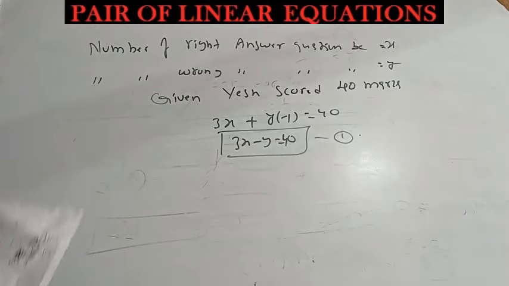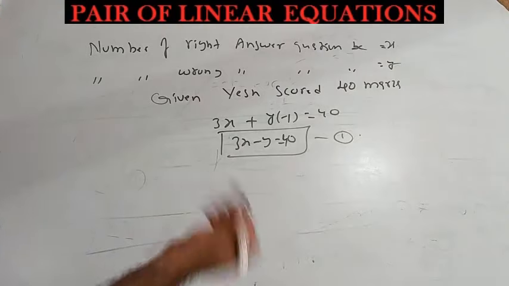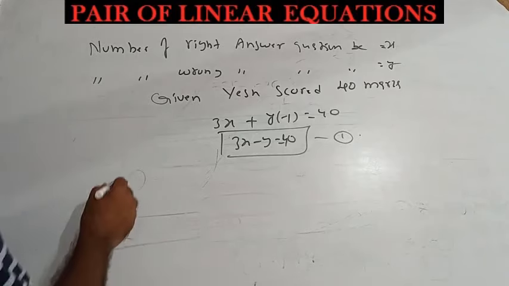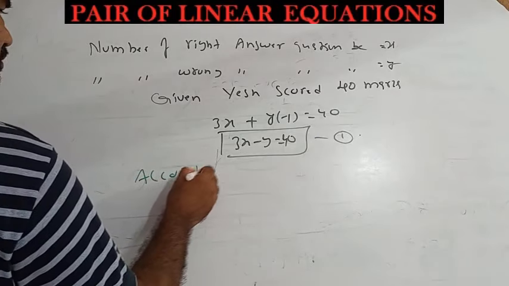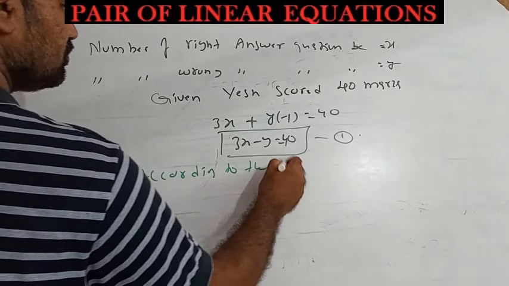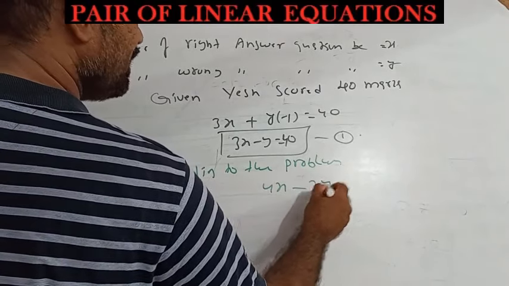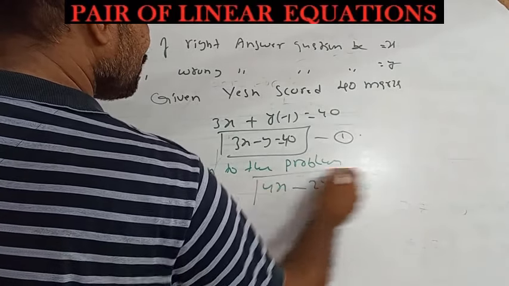Next interesting thing is, if 4 marks are awarded for a correct answer and 2 marks are deducted for a wrong answer, he will get 50 marks. According to the problem, 4x minus 2y equal to 50. This is equation number 2.